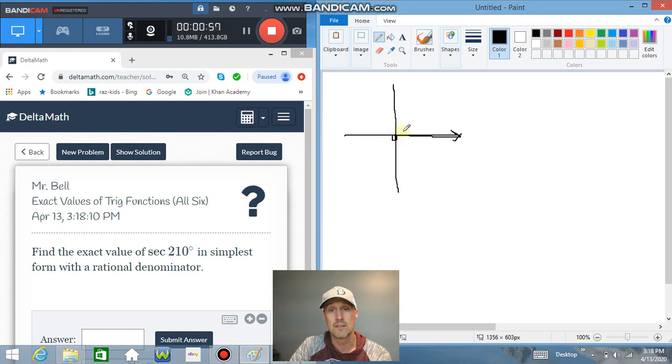Our initial side starts here. 210 is going to rotate over into the third quadrant, and it's going to give us a reference angle of 30 degrees. How did I do that math? 210 minus the straight angle of 180, right?